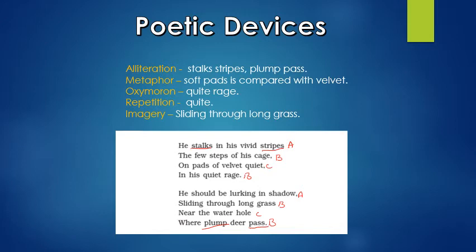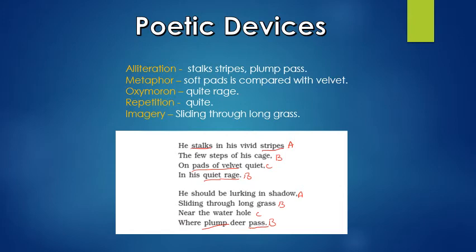Next, the metaphor, and here: paws of velvet. Here the paws of the tiger are compared with velvet. The softness of the paws of the tiger is compared with velvet. So it is a metaphor. One more is oxymoron. Oxymoron is the quiet rage. Actually the tiger is in rage, is angry, but it's still quiet.